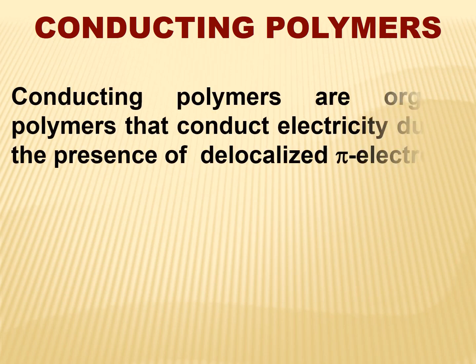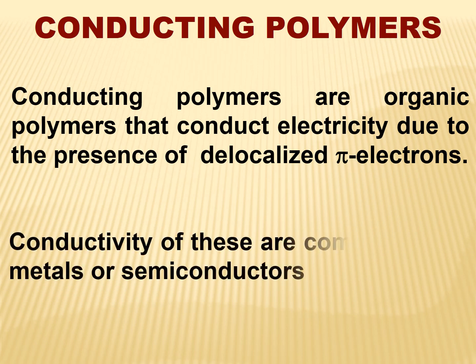The definition of a conducting polymer is like this: organic polymers that conduct electricity due to the presence of delocalized pi electrons. That is very important. The conductivity of these polymers is comparable to metals or semiconductors. There are polymers which show conductivity equal to silver. Silver is a highly conducting metal. So we can synthesize polymers which show a conductivity nearly equal to silver. Normally the conductivity is in the range of semiconductors.